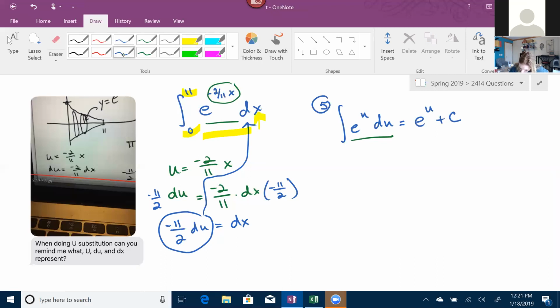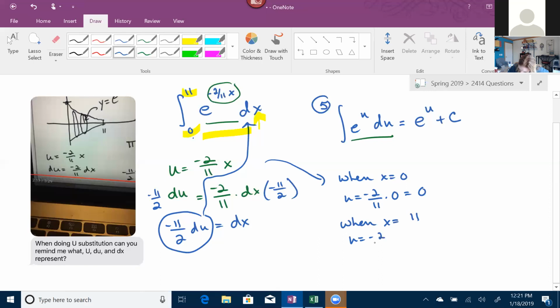So I'm going to say to myself, all right, well, when x equals 0, because that's that bottom limit there, when x equals 0, well, u will equal -2/11 times 0, which is just 0. And when x equals 11, u will equal -2/11 times 11, which is just -2. Okay, so now I'm completely ready to change this integral into being in terms of u.